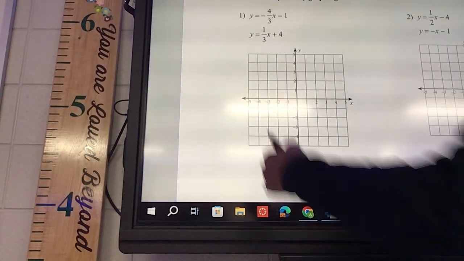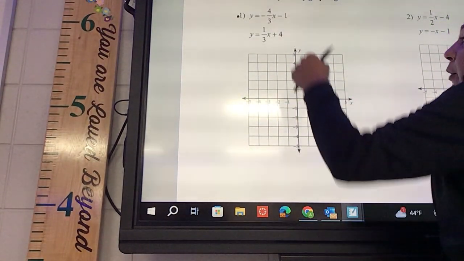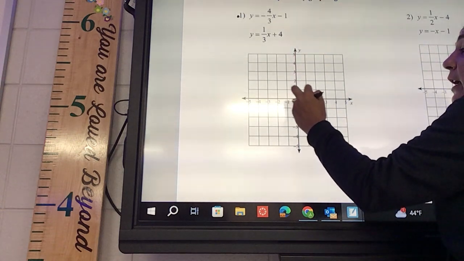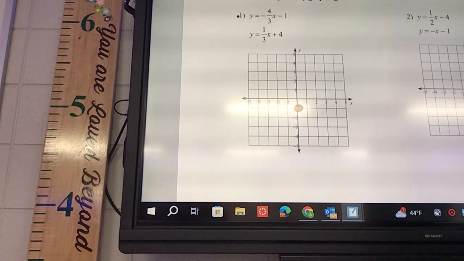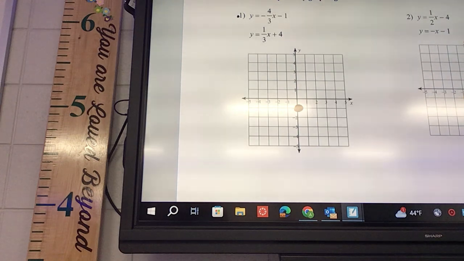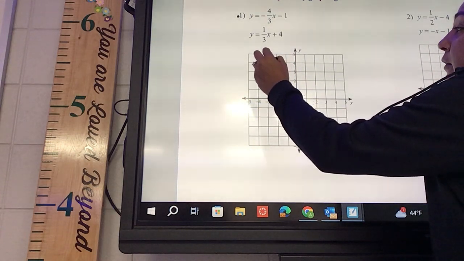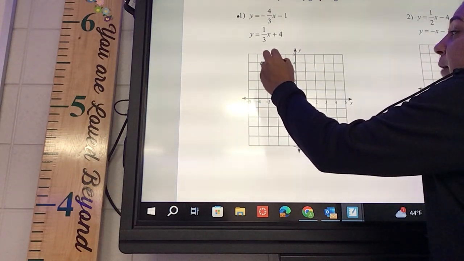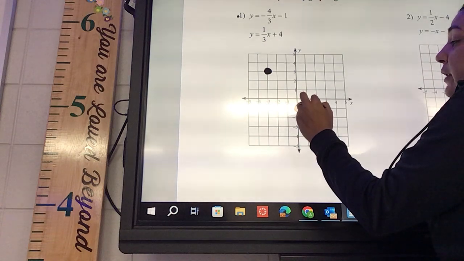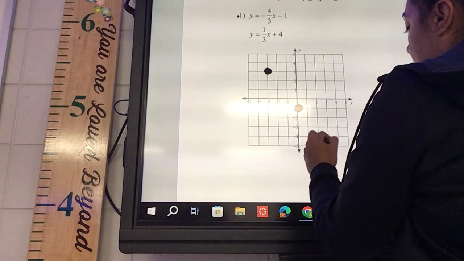So if we look at this very first one, I graphed this one first, and I'm going to put my first dot on the y line at -1. Right, and then from there, I do my slope, so I'm going to go up 4 and over 3, which way? To the right. Left. To the left, over 3. And we're going to go up 4, 1, 2, can't. Okay, we're going to go down 4, 1, 2, 3, 4, over 3.